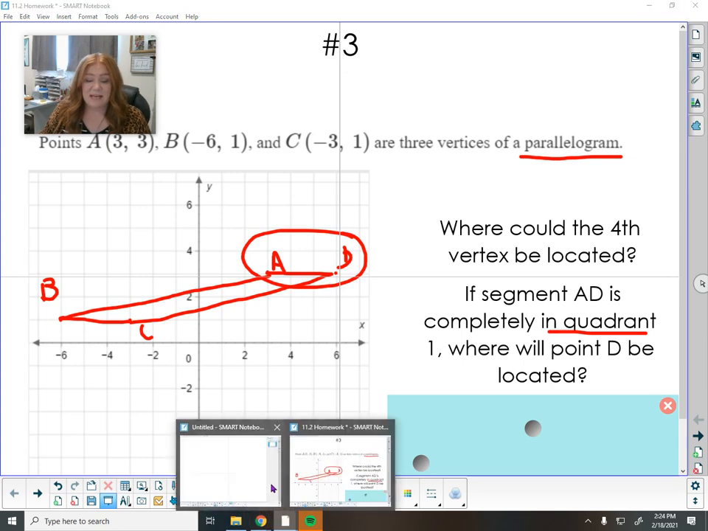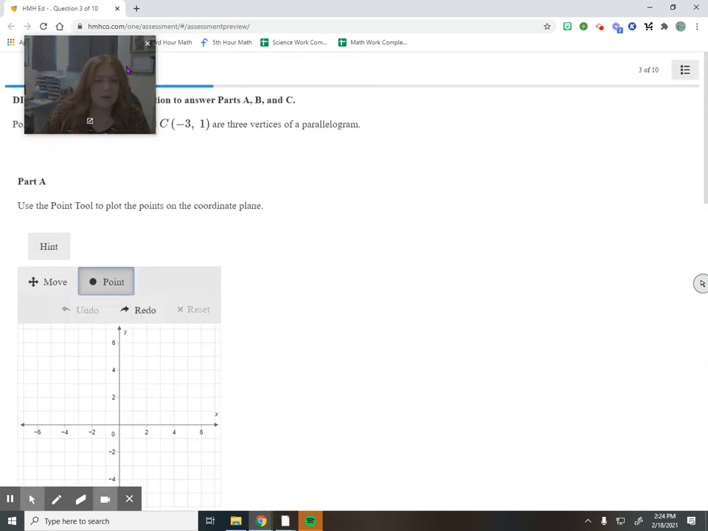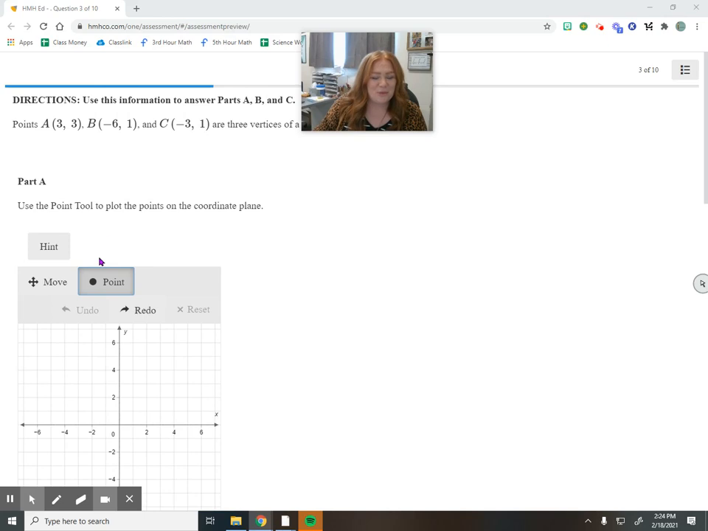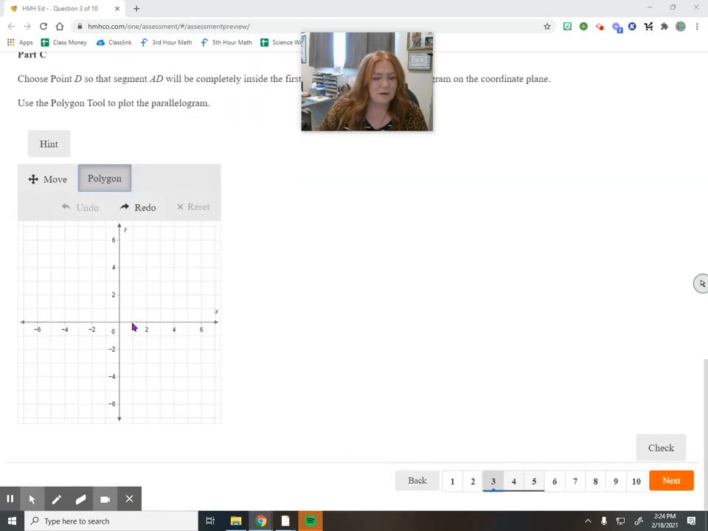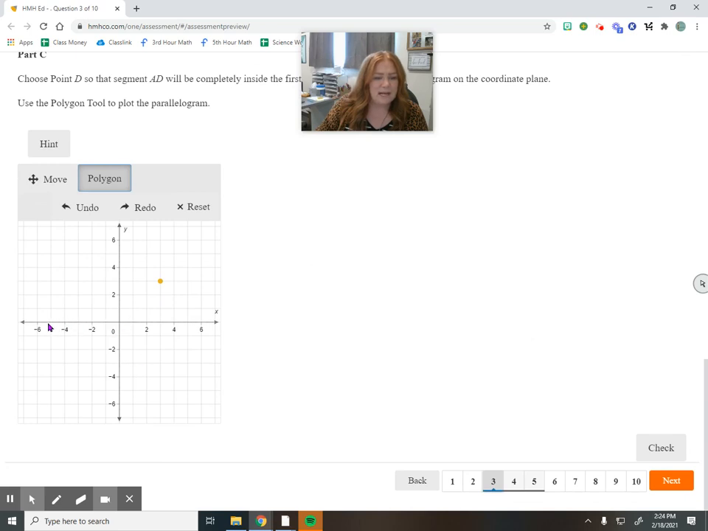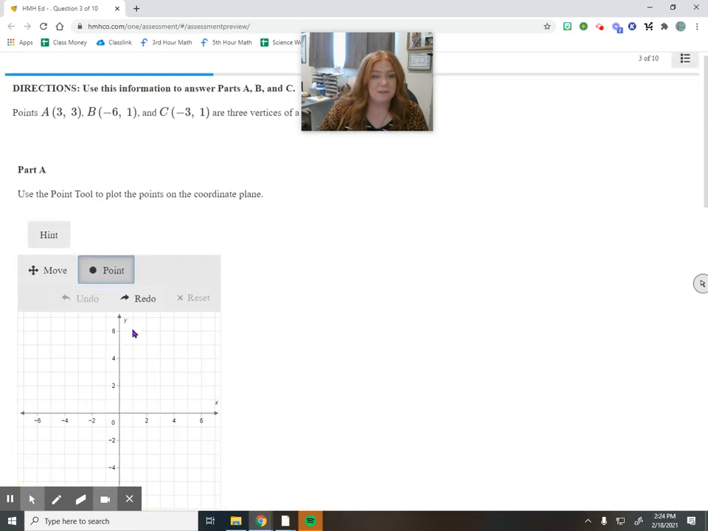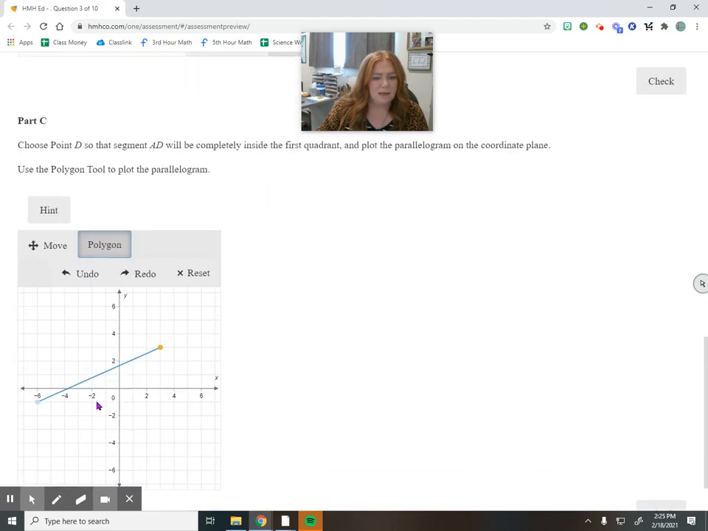So if I am graphing that in Ed, we know we had, let me get my polygon. So we come back. So what are we, now my head's in the way. So 3, 3. So over 3, up 3 was A. And then B was negative 6, 1. So negative 6, 1. And then C was negative 3, 1, negative 3.